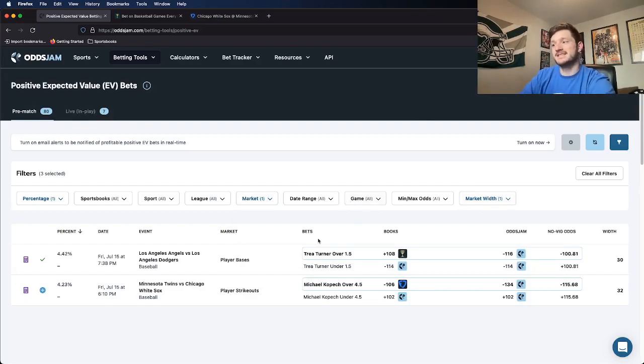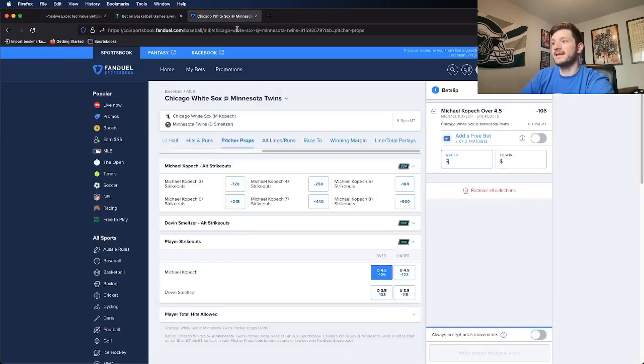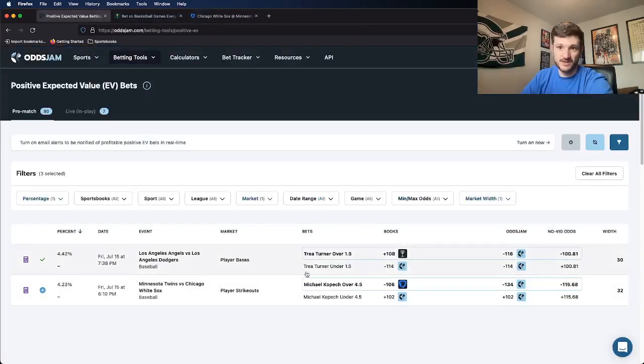Number one is this Trey Turner over 1.5 bases. I actually already locked this one in on Caesars. So I'm going to go ahead and lock in this FanDuel one first, so I can make sure I get the odds without them changing. And I'll talk about that one, and then I'll talk about the Trey Turner one. Regardless, I recommend taking these both.